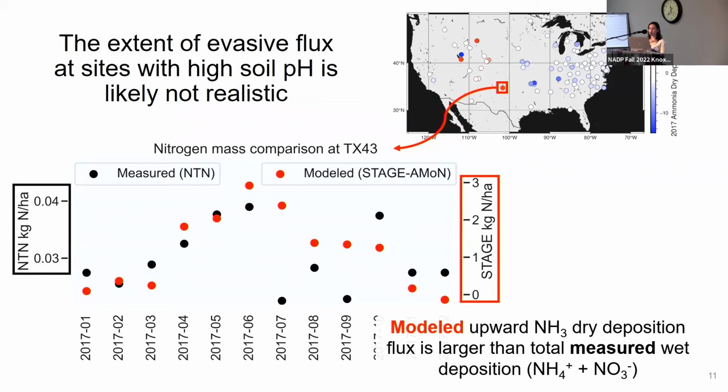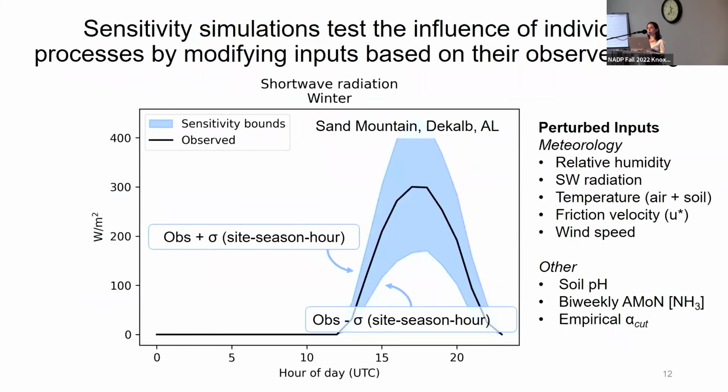So beyond the influence of soil pH, we can go through each of the input parameters individually and try to assess their independent role on ammonia dry deposition. We do that using a series of sensitivity simulations where we perturb these input parameters and compare them to the base case that I've been describing so far. Here I'm showing an example with shortwave radiation, which I hope is a somewhat simple example.